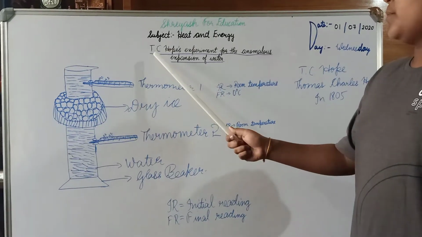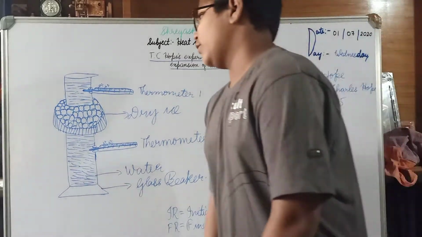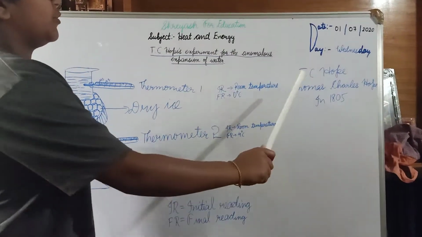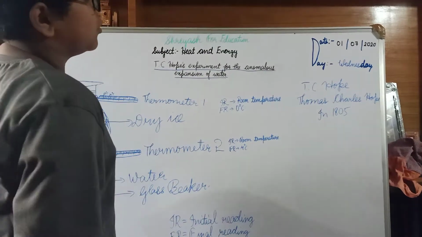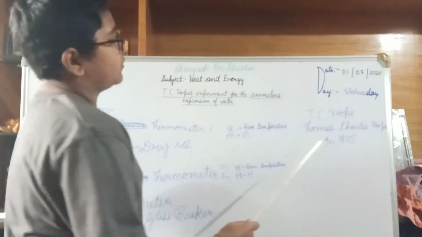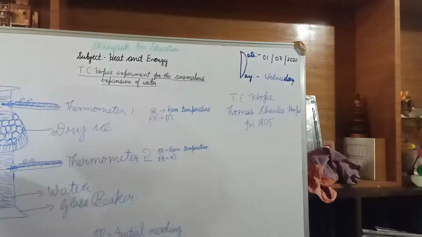Okay, so the next topic is T.C. Hope's experiment for the anomalous expansion of water. And who was T.C. Hope? T.C. Hope was a scientist who worked in Europe. His full name was Thomas Charles Hope. He did this experiment in 1805.